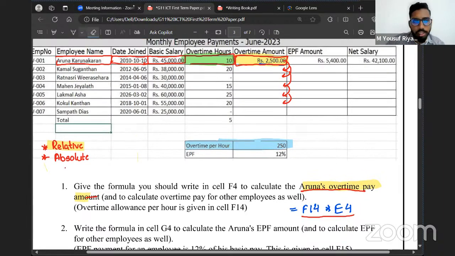Now here, if you notice, I'm going to copy the overtime amount formula I wrote for Anura. I'll be copying it for Kamal, Ratnasiri, Mahen, Lakmal, Gokul, and Sampath. I'm going to copy it for others as well. When I'm going to copy it to the below cells, tell me what will get changed in this formula. Will the row number change or will the column name change?